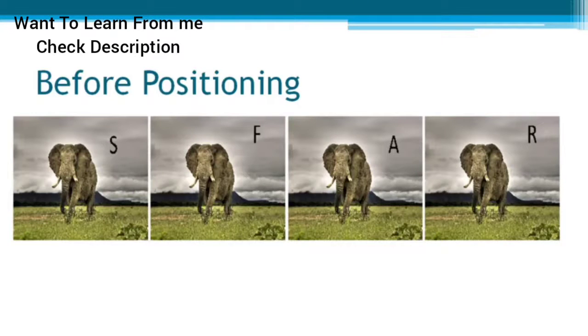So this is before positioning. We can see there are 4 images. What I have done is I have put the suffix of every position. Like the first image, you can consider it to be an image, but it will be a static type. Similarly, the second image is the similar image, but consider it as a fixed positioning. The third one is the absolute, and the fourth is the relative image.